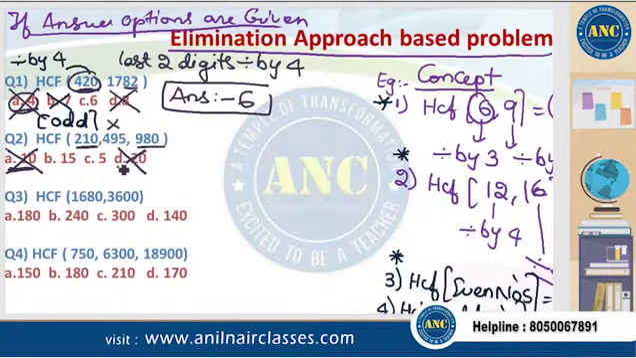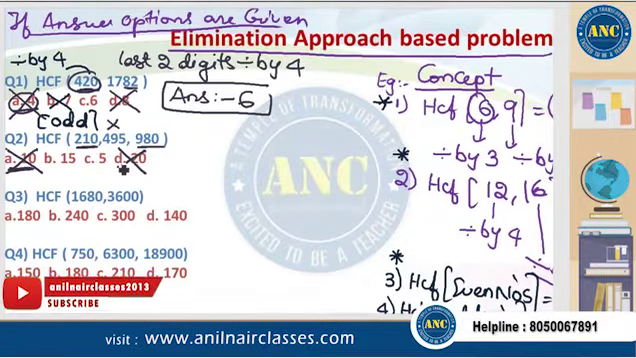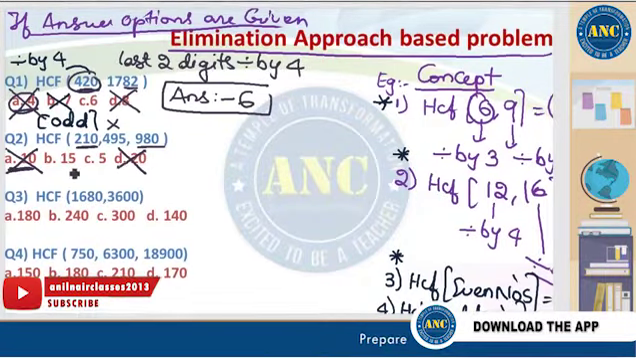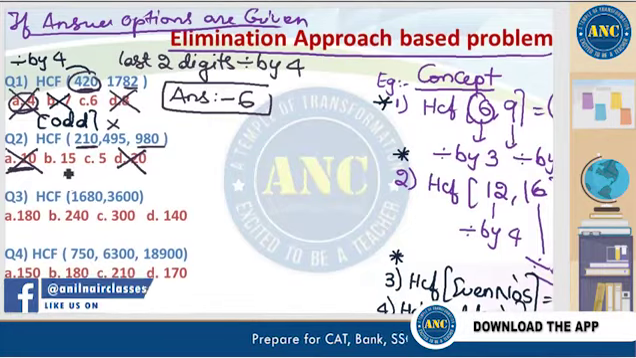20 is a multiple of 10. So 10 is out, 20 is out. Now we are stuck between 15 and 5.